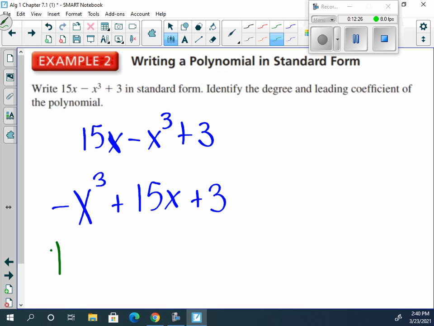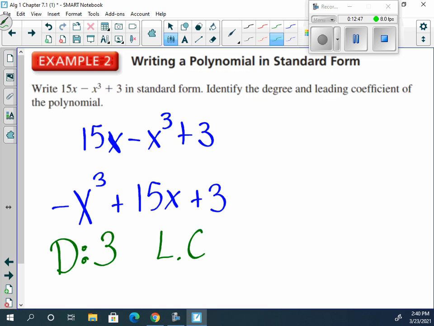Now our degree for this here would be what? The degree is always going to be the biggest exponent. Since the biggest exponent for this here is 3, the degree is 3.